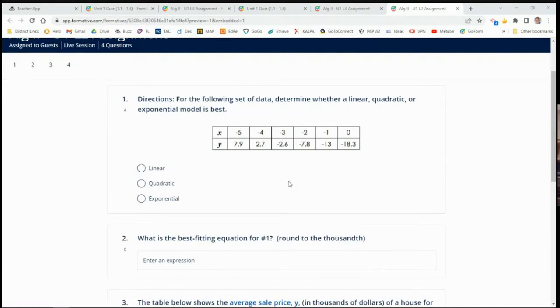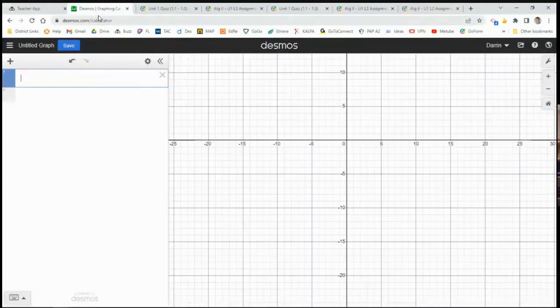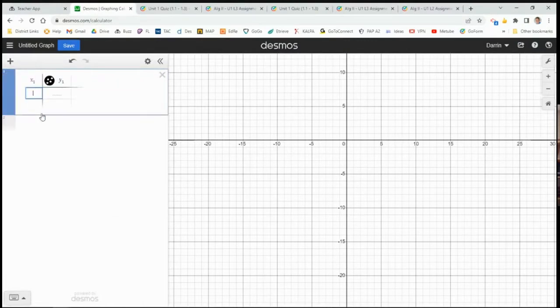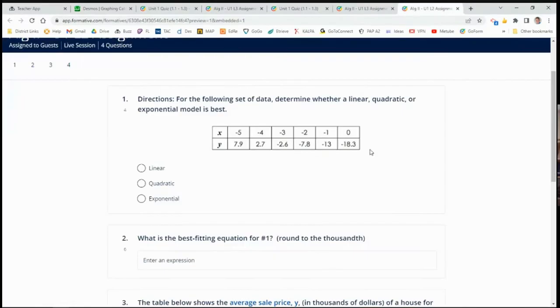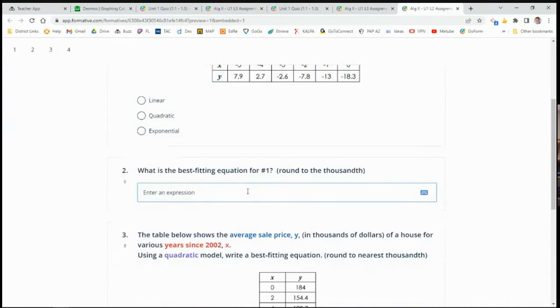Well, that's when you go to Desmos and just click and make a table and graph it. You can take a look at it that way, right? Remember, you can make a table if you go to Desmos and click on this button, table, and just put all your X's and Y's here and let it graph those for you. Then when it graphs those for you, you know what it would be. So you can do that and determine if it's linear, quadratic, exponential. And then, what was the best fitting equation?